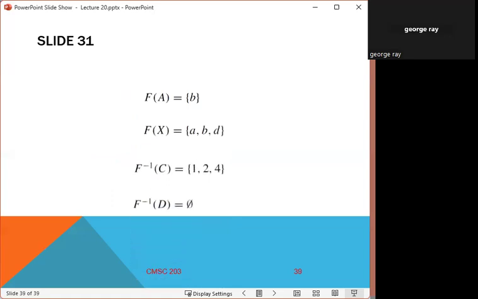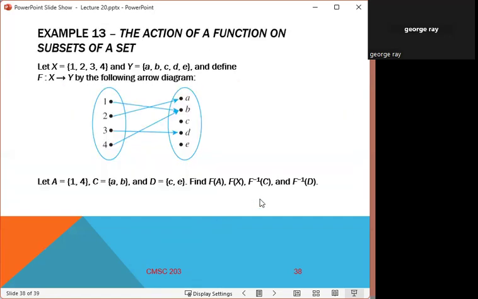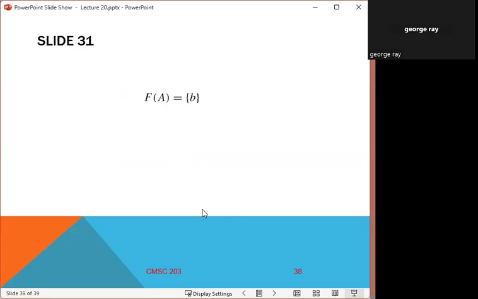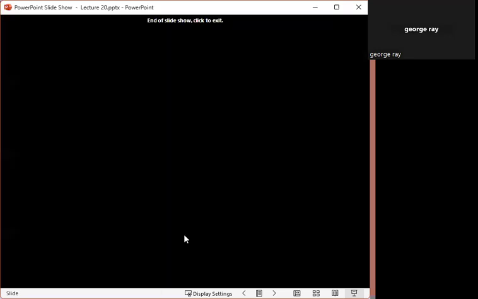And then the inverse image of D is null, and that's because D is equal to C and E, and they do not map to anything in our domain. So the inverse image of D is null. Okay. Thank you.